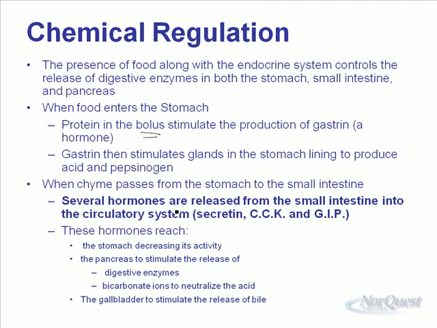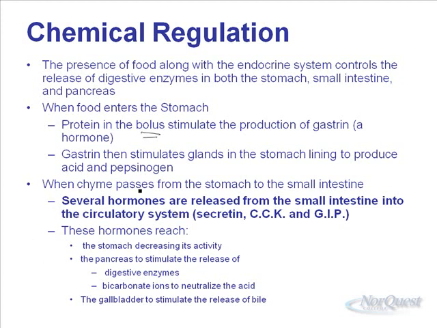When chyme passes from the stomach to the small intestine, a whole horde of hormones are released. Secretin, CCK, and GIP are all hormones that get dumped from our small intestine into our circulatory system, and then they travel throughout our entire body, but they're going to reach things like our stomach, our pancreas, and our gallbladder.